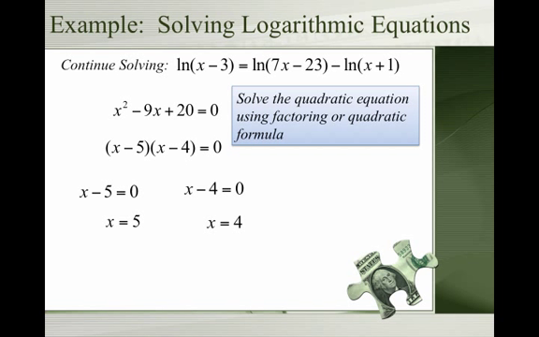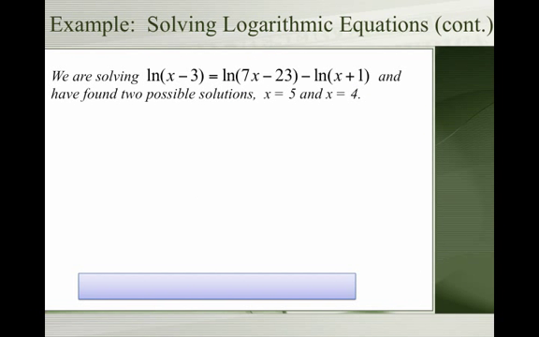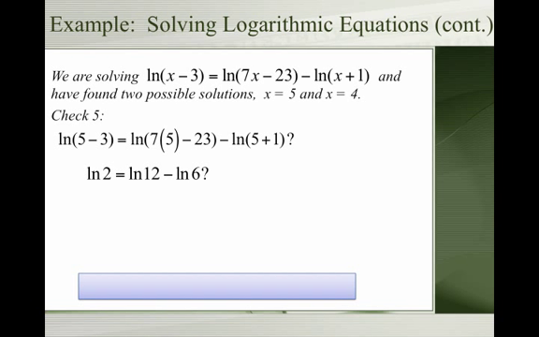Do they both work? Are they both legitimate answers? Well, we need to check. Let's plug 5 into our equation. What do we get? I plug in 5 and I look at natural log of 5 minus 3 equals natural log of 7 times 5 minus 23 minus the natural log of 5 plus 1. I simplify these. Natural log of 2, does that equal the natural log of 12 minus the natural log of 6? Let's use the quotient property and bring 12 and 6 into one natural log using a fraction.